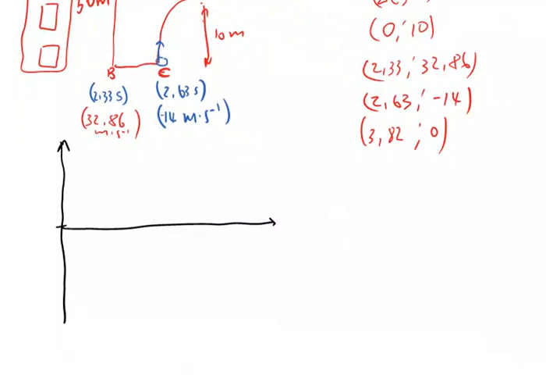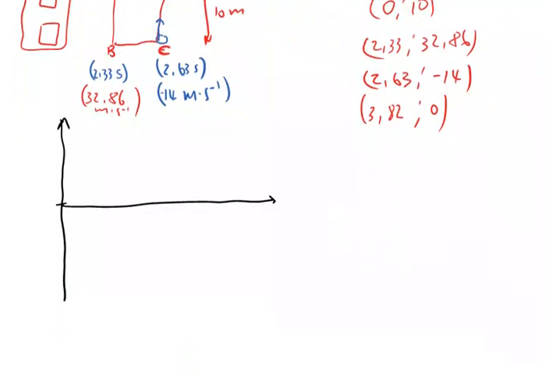Now what is important when you have the coordinates is to write x values on the x-axis and y values on the y-axis. So we have 1, 2, 3, 4. This is the first one, 0. Then the second one is 2.33. Then the third one is 2.63. So the last one is 3.82. Then on the y side we have 0, then 10, then 14.